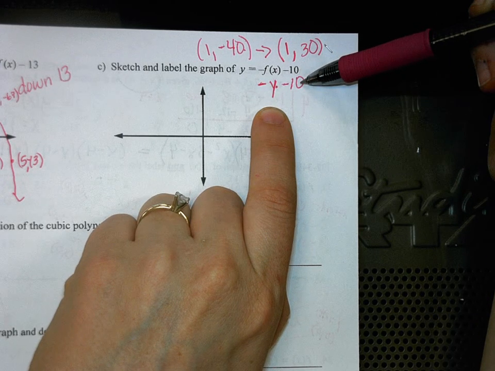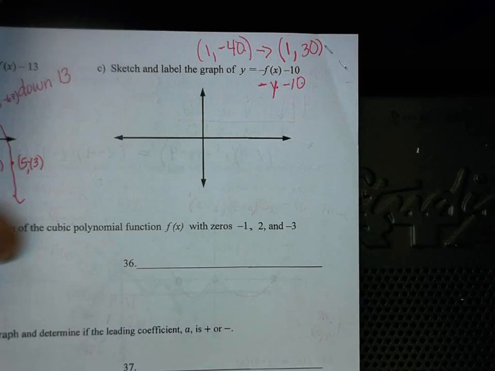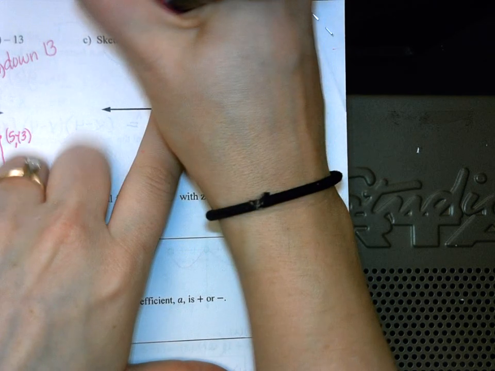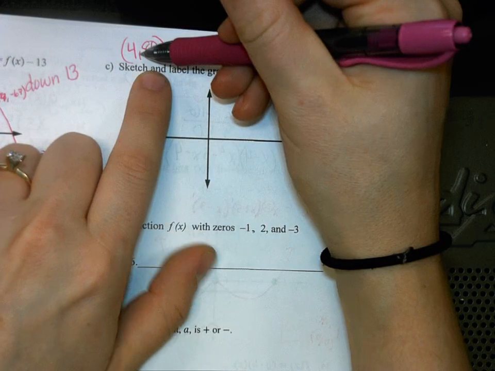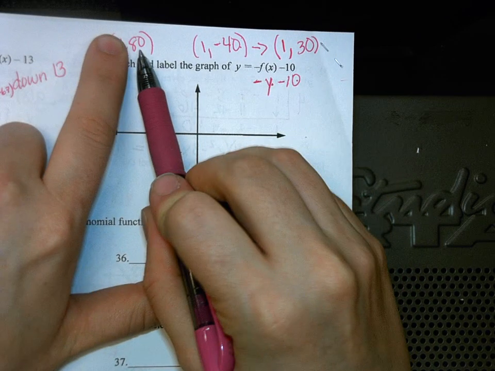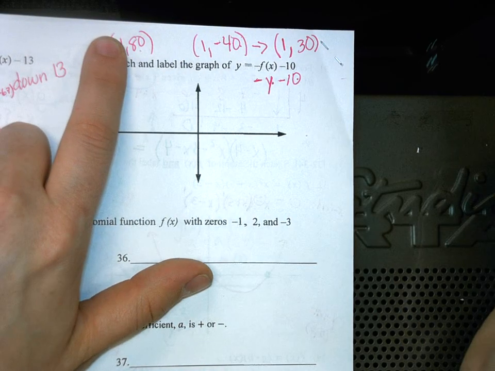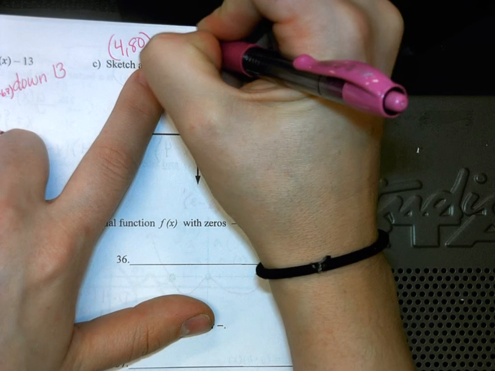I'm going to show you the other point just because you couldn't see that one at first. One of the other points is (4, 80). So the opposite y would be the opposite of 80, which is -80, and then minus 10, -80 minus 10 is -90. So my new point is (4, -90). So you're going to do that with every point and then graph them.